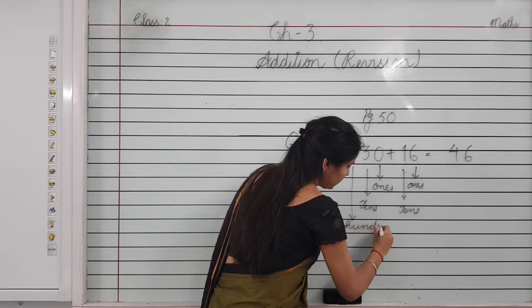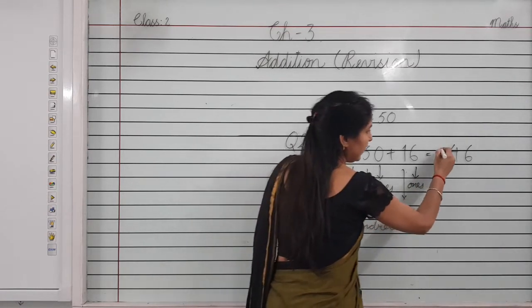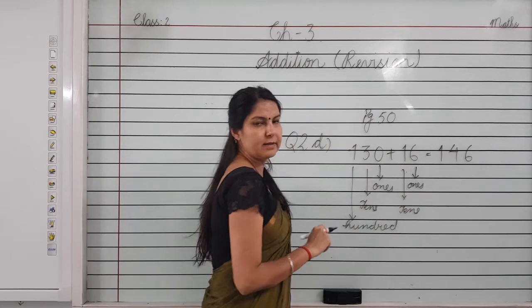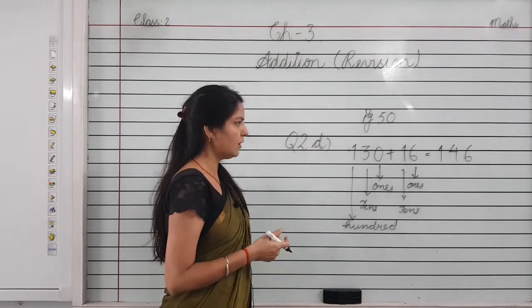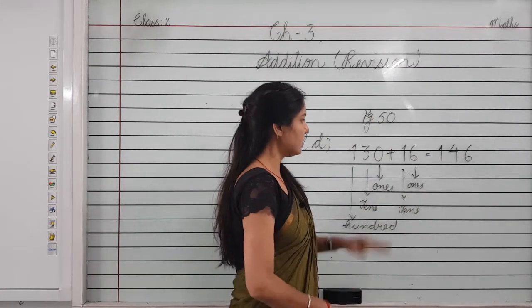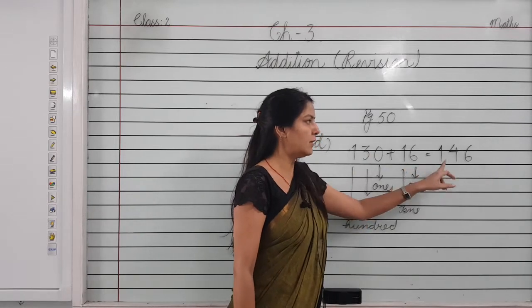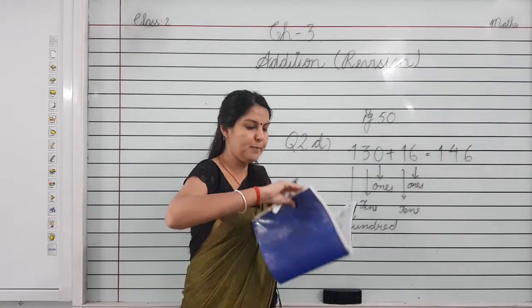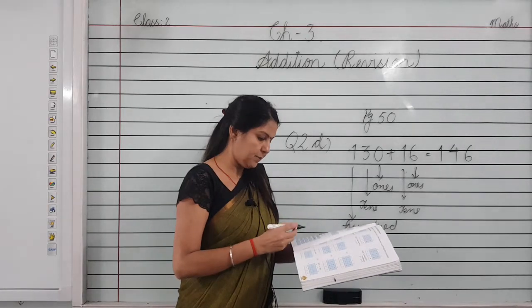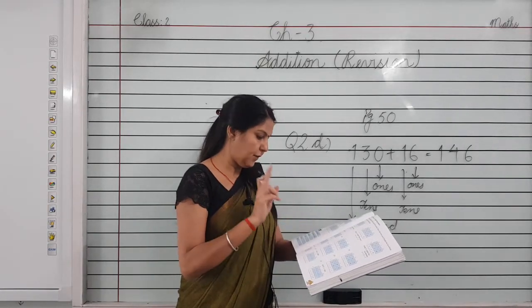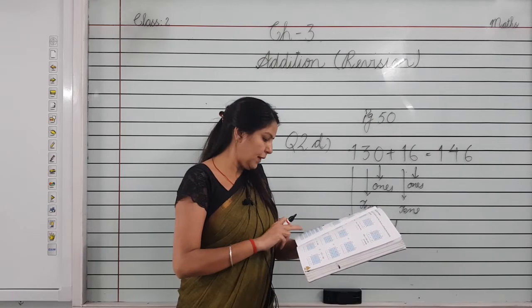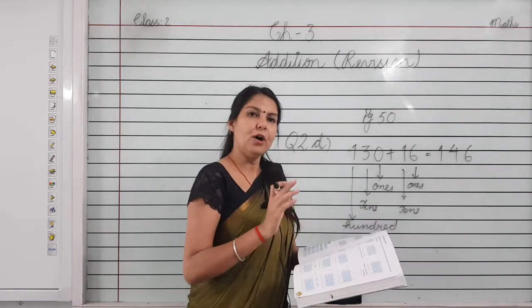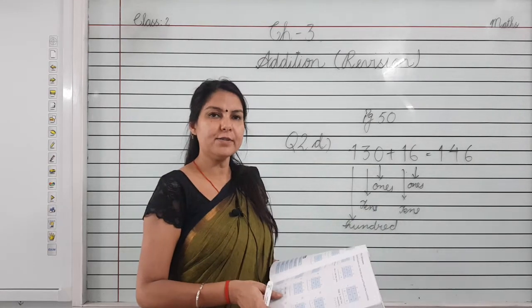So we will write 1 at hundreds place as it is. I hope you have understood. And what is the sum of these two numbers? 146. And you have to find out 146 in column B in number names. It is written at one number, so you will write 1 in front of D. I hope you have understood.